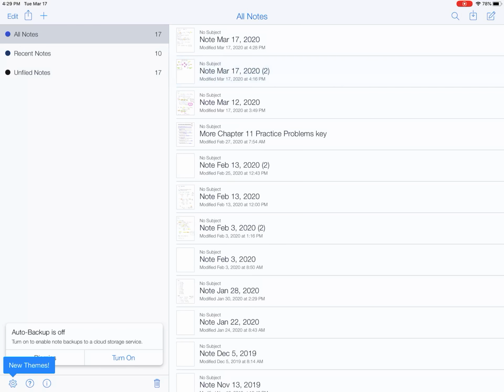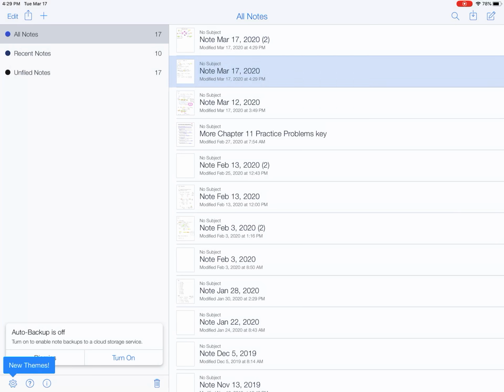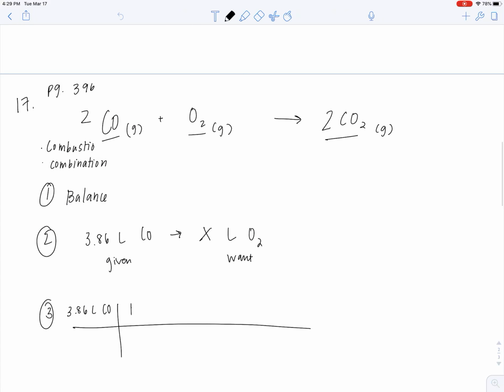Now, if we look at our double mole map, we are at volume up here, right? We're at volume, and so we want to get to moles. So we have 1 mole over 22.4 liters of carbon monoxide.